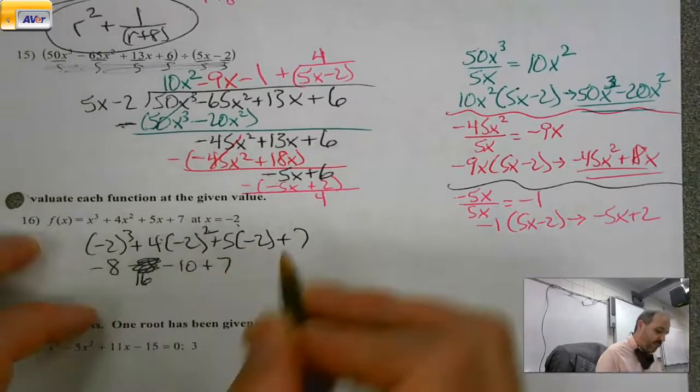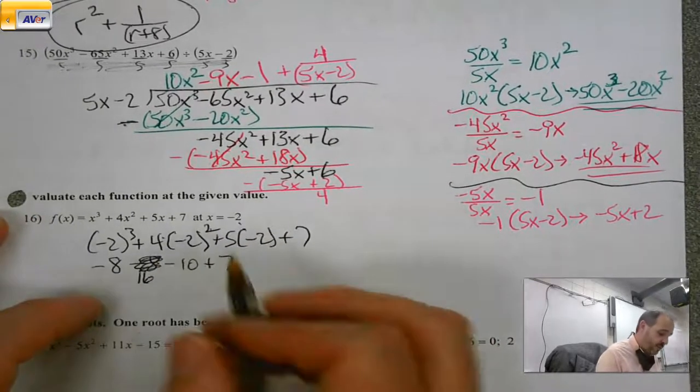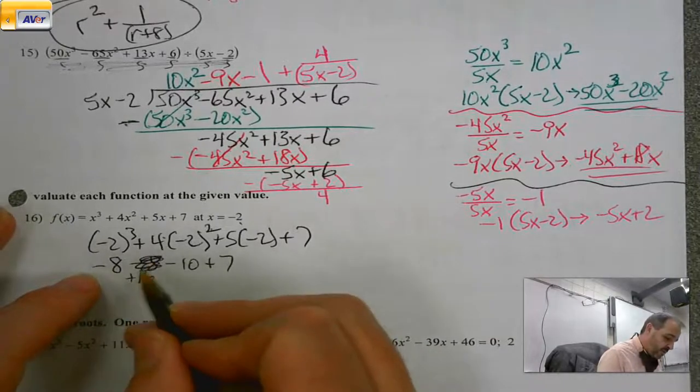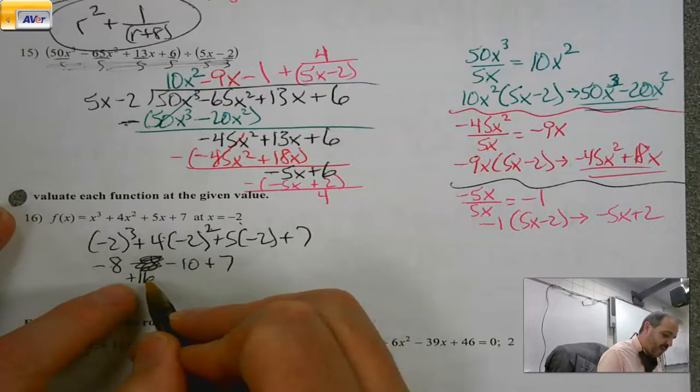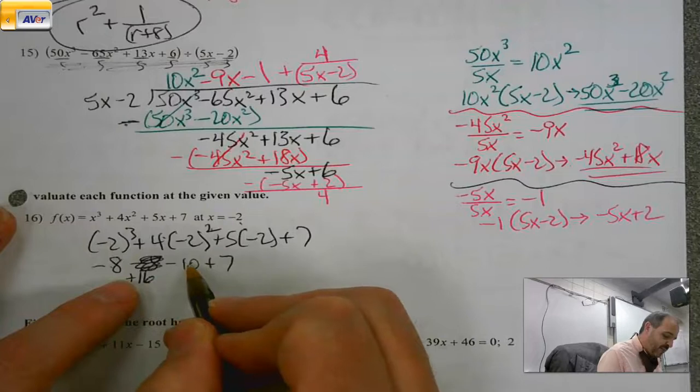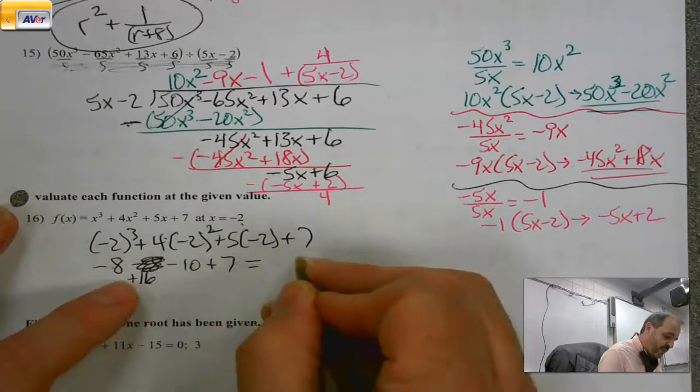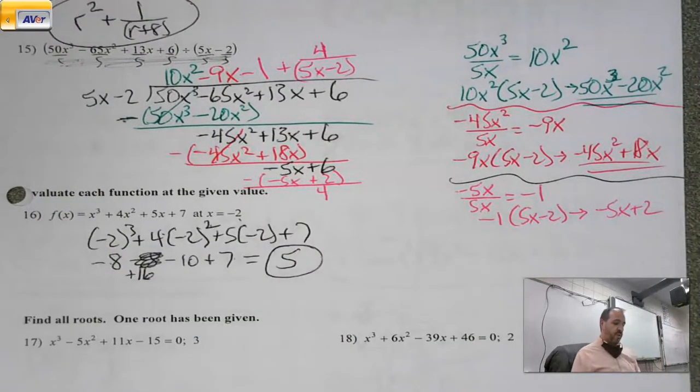4, 16. See, I even have to slow down sometimes. So negative 8 plus 16 is 8. Minus 10 is negative 2. Plus 7 is 5. Ready to roll.